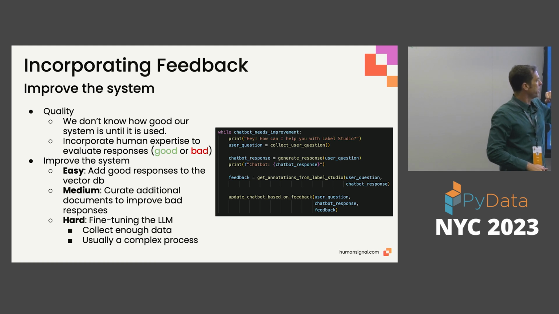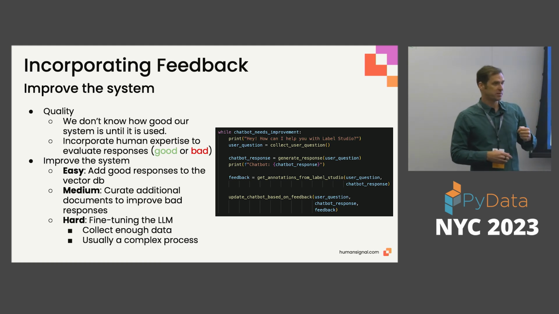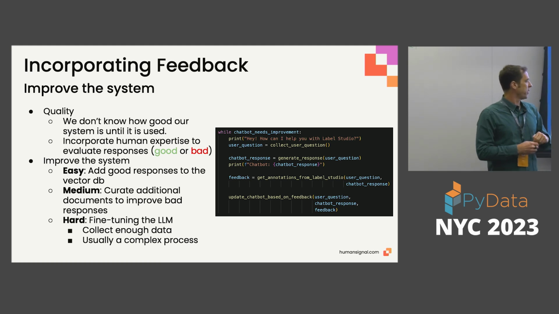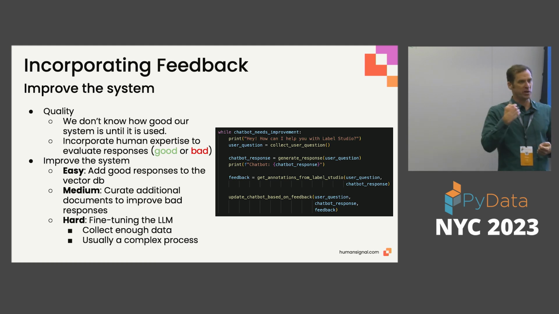Medium difficulty, which will be an exercise for you to do on your own, but you should be able to do at the end of this talk if you look through the examples, is to curate additional documents to improve the bad responses. And then the hard is fine-tuning the LLM, where you collect a lot of data and retrain. It's a complex process, and it's an expensive process. This is well beyond the scope of this talk.